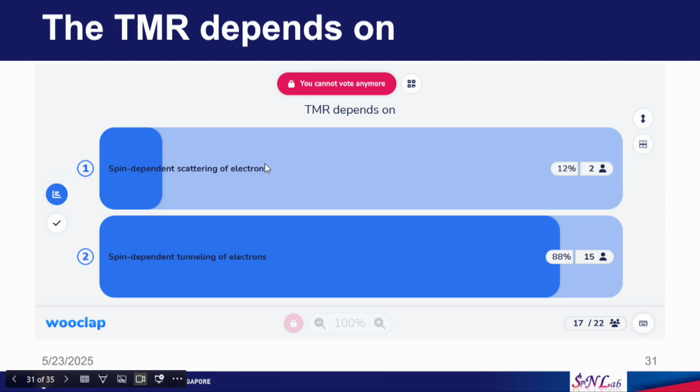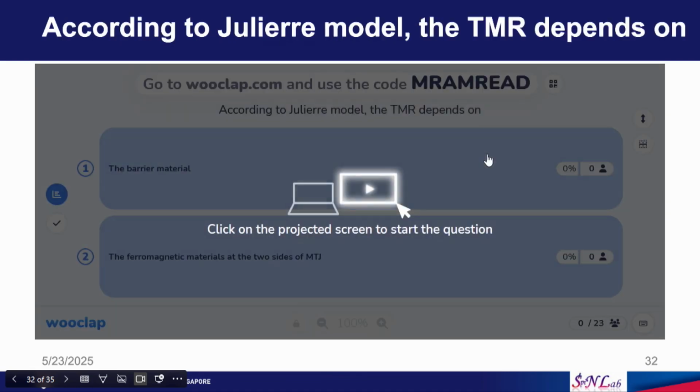Okay, majority of you are right. Tunneling magnetoresistance. It's a T for tunneling. So, this should be the answer. I don't know why two of you are choosing this. Okay, next one.